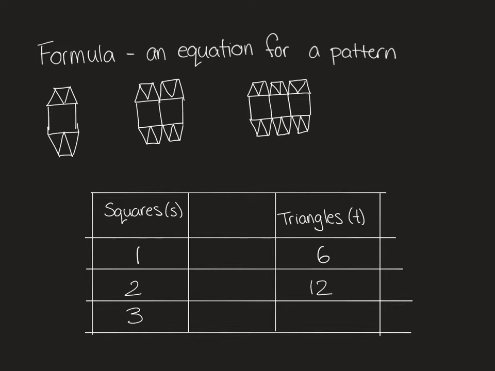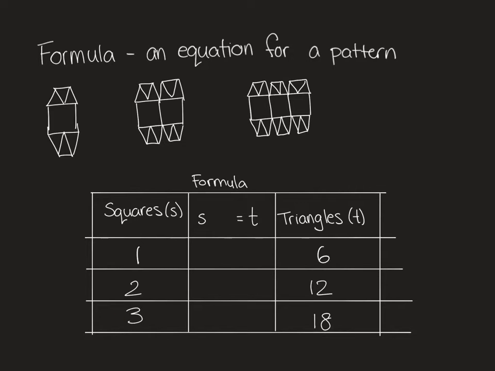18 triangles. Now, the step that we're going to be adding is in the middle, you will have a formula or an equation that will let you go from squares to triangles. So we're starting with squares and we're going to end up with triangles. So we see, how do we get from 1 to 6, 2 to 12, and 3 to 18?